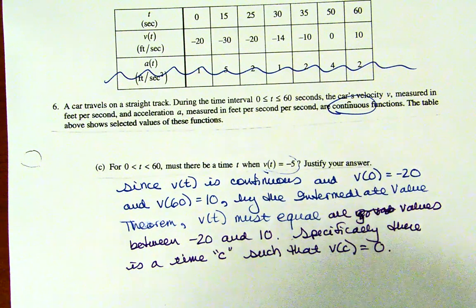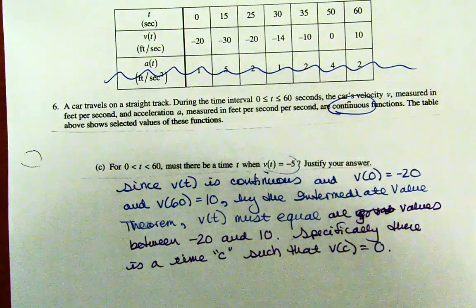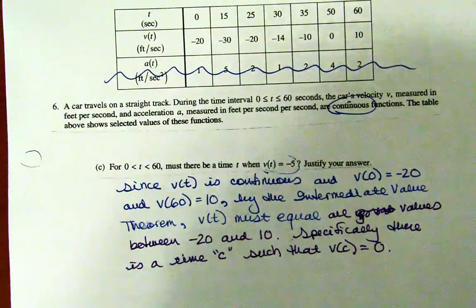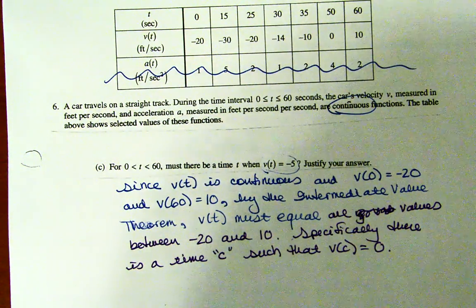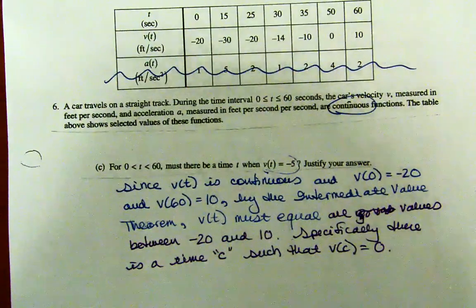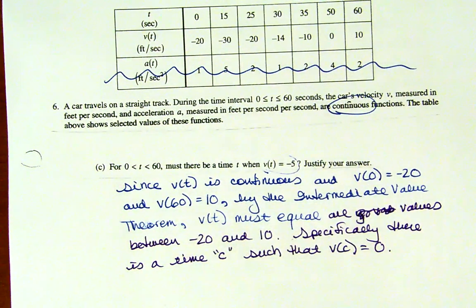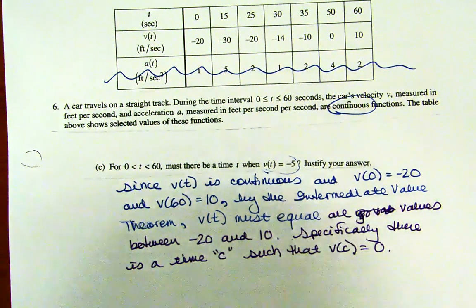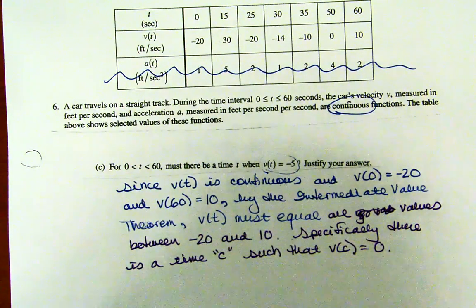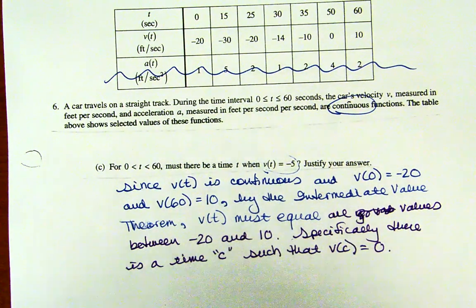One other thing I want to mention. Can we guarantee that somewhere the velocity is going to be 5? Sure, 5 is between negative 20 and 10. Can we guarantee that somewhere the velocity is going to be negative 15? Sure, negative 15 is between negative 20 and 10. Can we guarantee that somewhere the velocity is going to be negative 25?